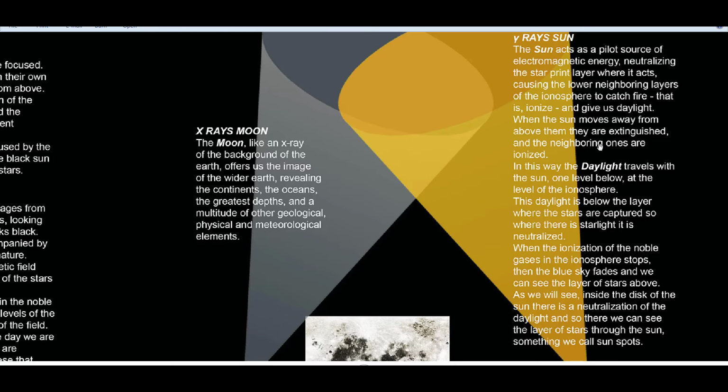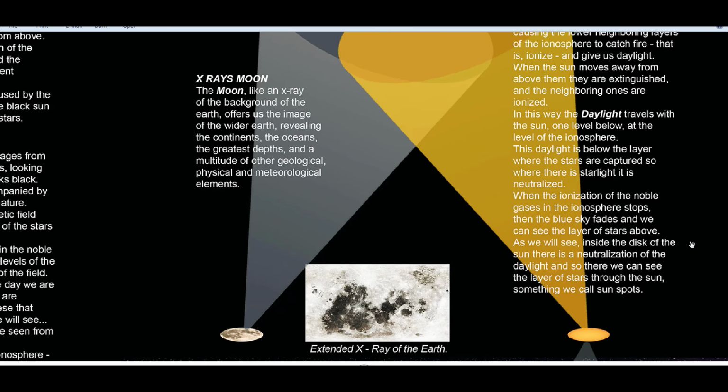When the ionization of the noble gases in the ionosphere stops, then the blue sky fades, and we can see the layer of stars above. As we will see inside the disk of the sun, there is a neutralization of the daylight, and so there we can see the layer of stars to the sun, something we call sunspots. So the sunspots are the stars. We see the stars which are imprinted, and we can see them because there is a neutralization of the daylight. The daylight is not active anymore in the area of the sun, and that's how you can see it. That's why we call them sunspots.